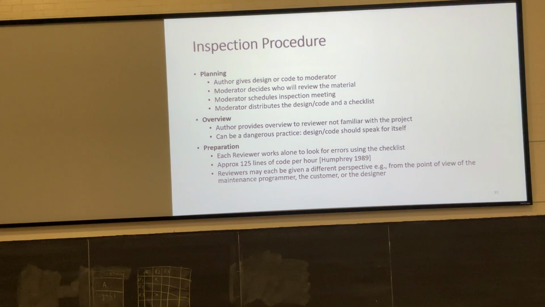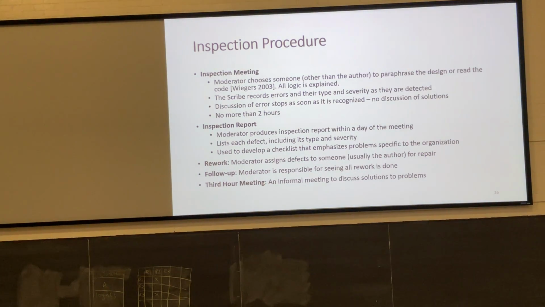And the moderator may decide to give the code to different people: some developers, some architects, some maintenance people, some testing people, so you get different perspectives on whatever artifact needs to be reviewed. So this is prep before the meeting. Then we have the actual meeting. The moderator is going to pick someone to explain the thing that you are supposed to review, meaning the code or the design. So somebody explains, and then the reviewers start telling what issues they found, and the scribe starts noting down.